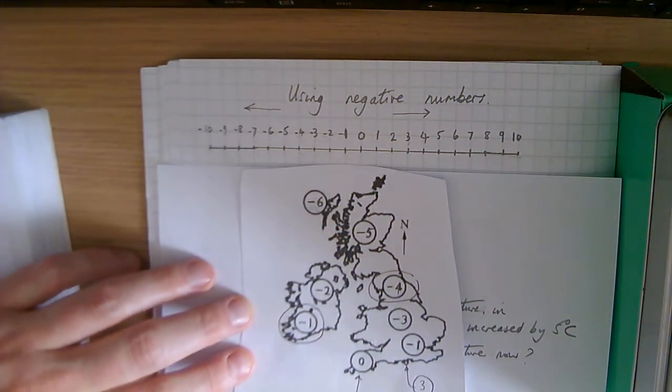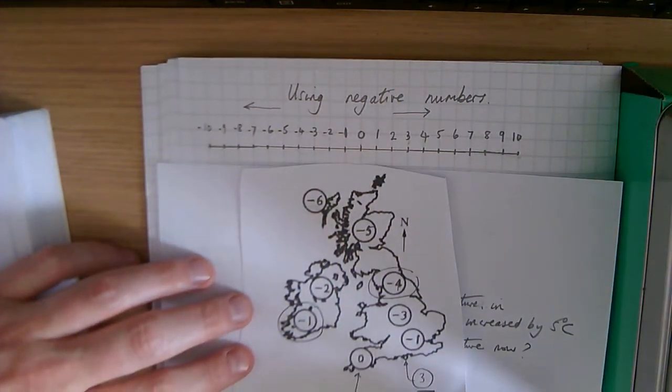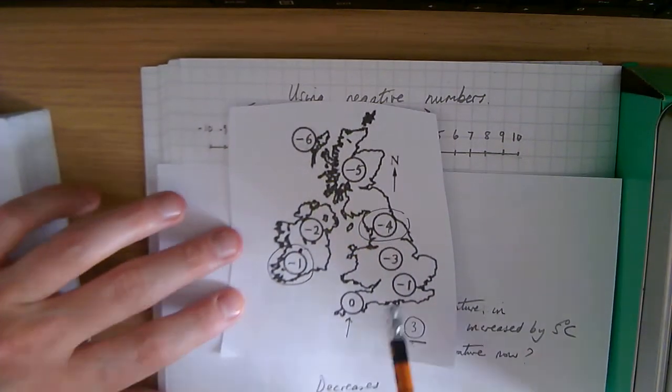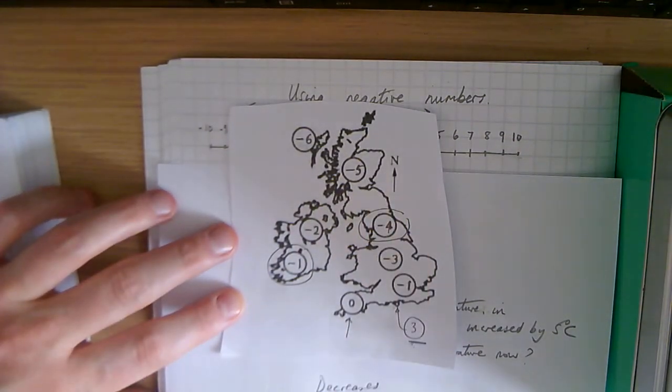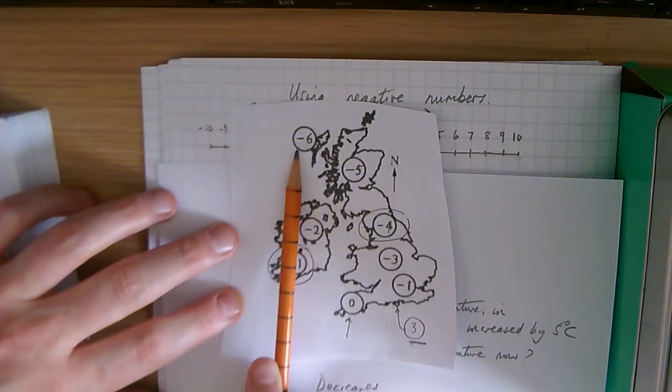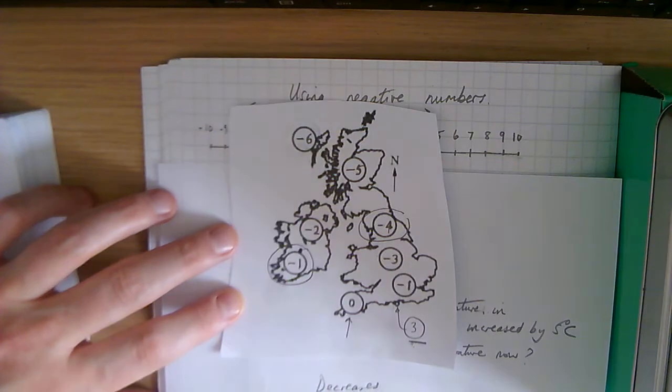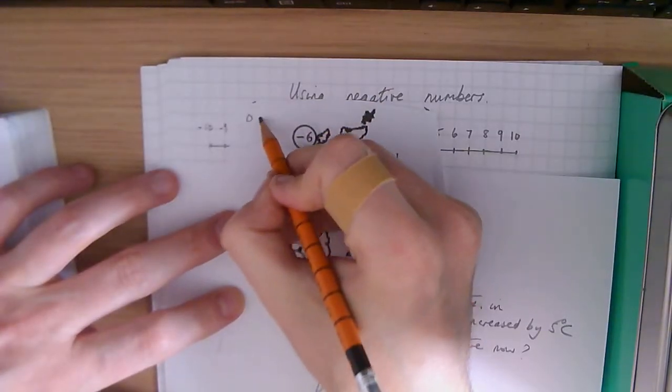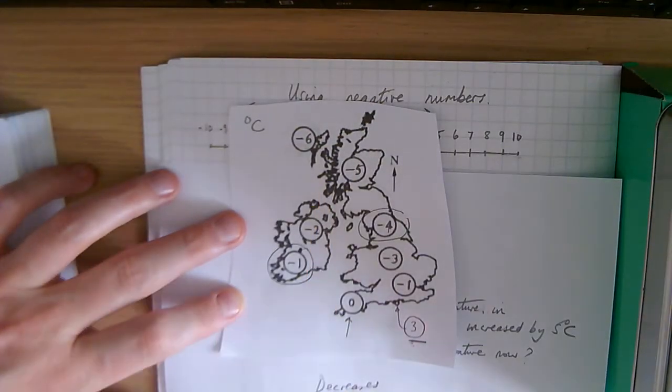So if we think about temperatures, because that's obviously often the easiest way to think about negative numbers, if we look at this map of the British Isles, maybe this is a cold winter night, we'll see that negative 6 here has the lowest value. So remember, temperature is measured in degrees Celsius, so negative 6 is the coldest, it has the lowest value.